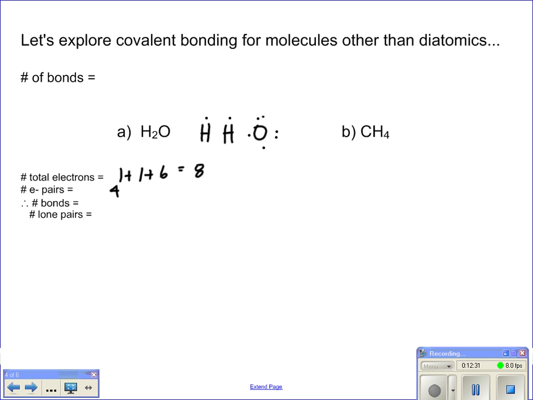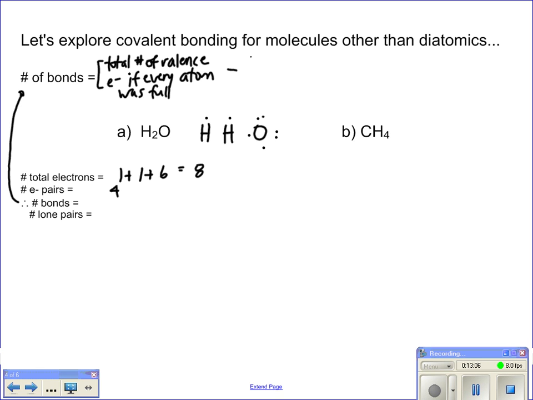There's a way of taking this number 4 and divvying it up between bonding pairs and lone pairs for molecules that obey the octet rule. So what we can do is figure out, of those 4, how many of them are actually bonding pairs. And this is kind of a wordy equation, if you will, and I'll show you how it works after. The total number of bonds is equal to the total number of valence electrons if every atom was full, minus the actual number of valence electrons in total that you have to work with. And when you take that and you divide it by 2, you will get bonding pairs. So let me show you how that works.